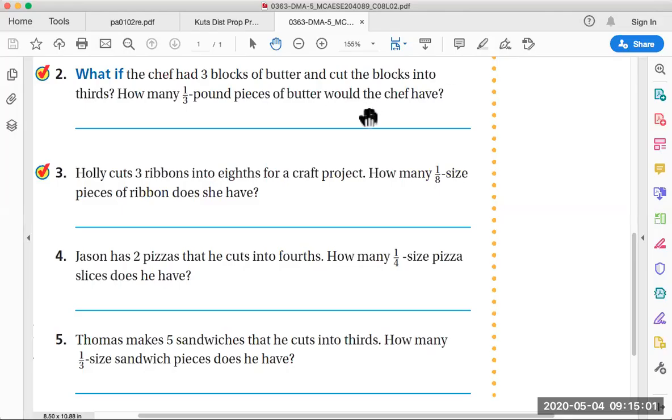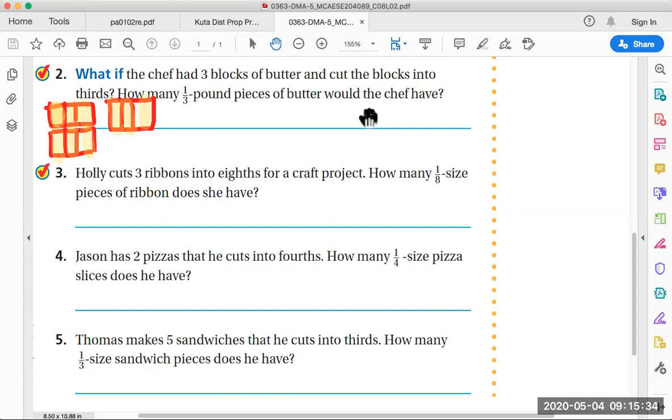All right, let's move on to number 2. What if the chef had 3 blocks of butter and cut the blocks into thirds? How many 1/3 pieces of butter would the chef have? Well, again, if you think, now we have 3 pounds. Each are divided into 3 equal pieces. How many 1/3 pounds are there? Well, each of those pieces represents 1/3 of a pound. So there's 1, 2, 3, 4, 5, 6, 7, 8, 9.